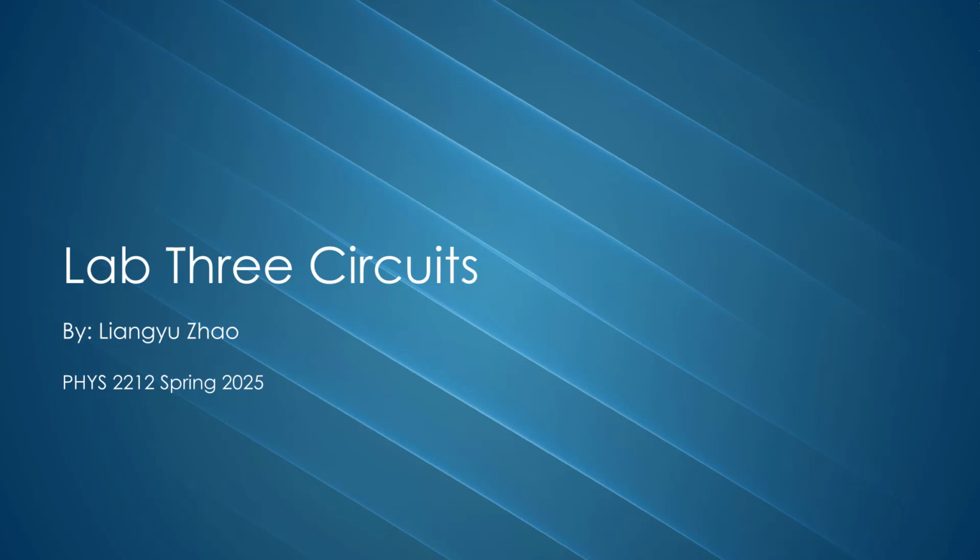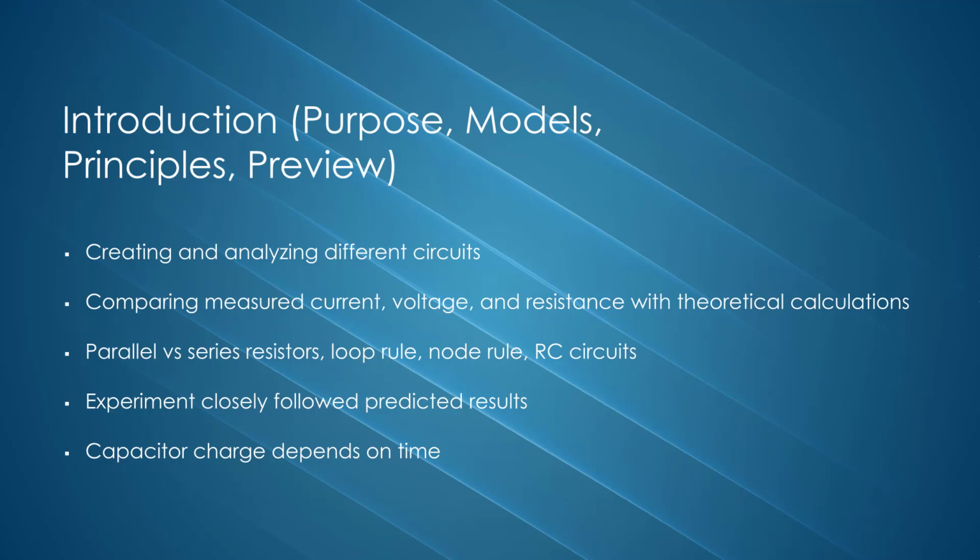Hello, this is my lab report for Lab 3, Circuits. In this lab, we will be creating and analyzing different circuits. We will compare our measured current, voltage, and resistance with our theoretical calculations. To do this, we'll be using rules related to parallel and series resistors, the loop rule, the node rule, and rules relating to RC circuits.